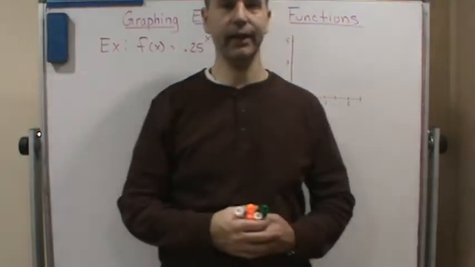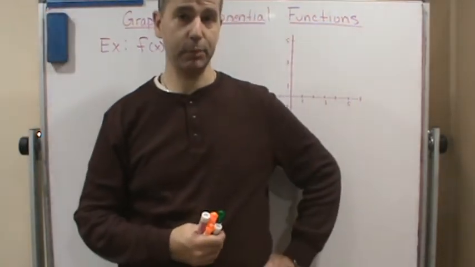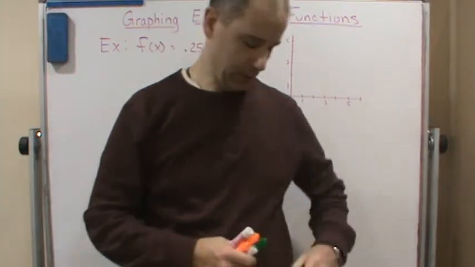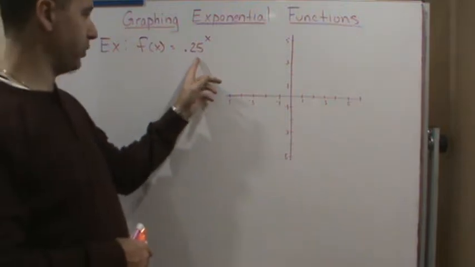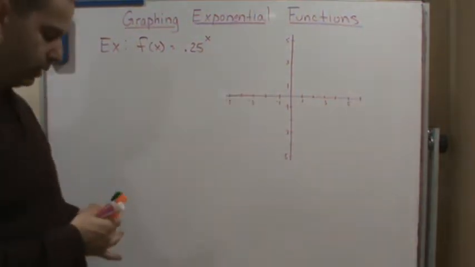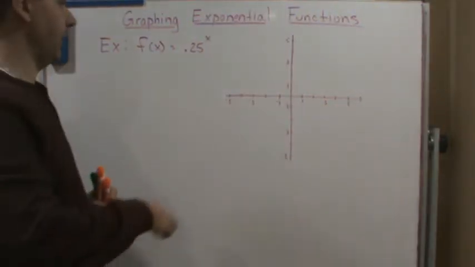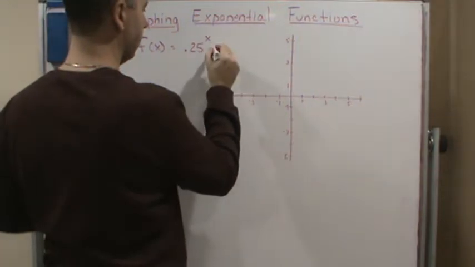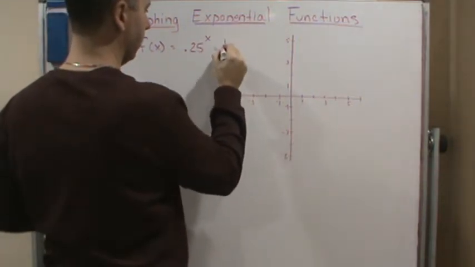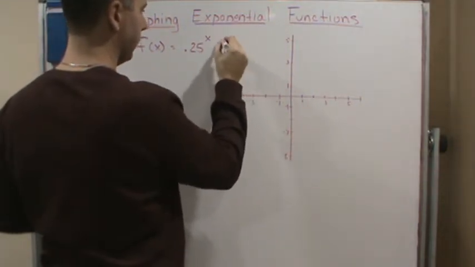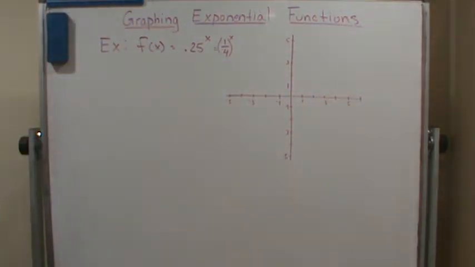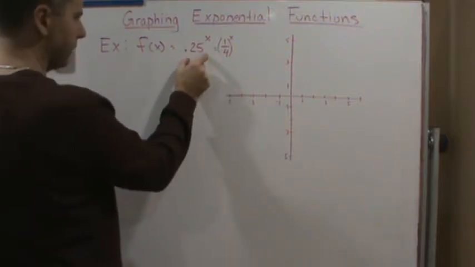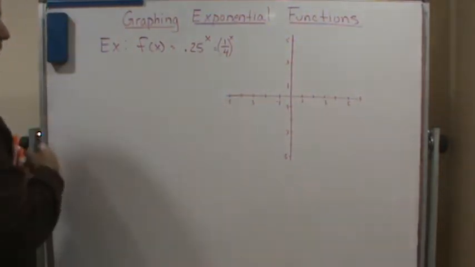Okay, so welcome back, and today what we're going to do is an example of graphing an exponential function. The function that I have is f of x equals 0.25 to the x power, or in other words, this would be 1/4 to the x, right? So you could think of it that way. I'm going to deal with this, but it's the same thing as that.